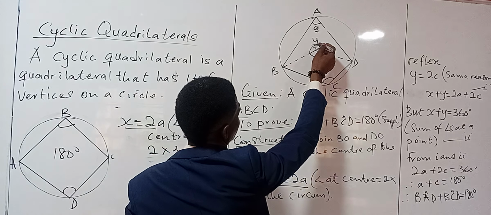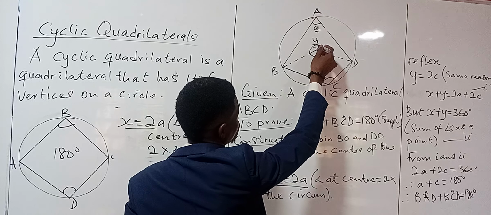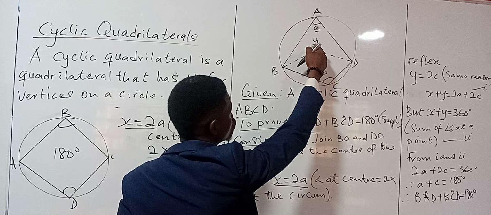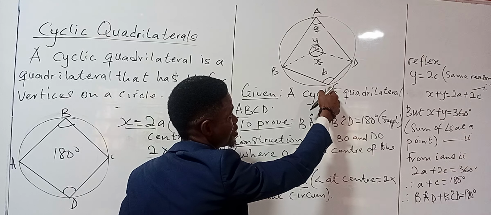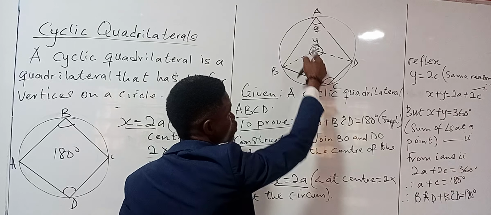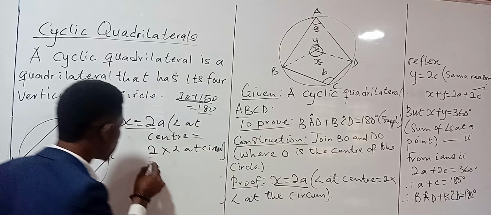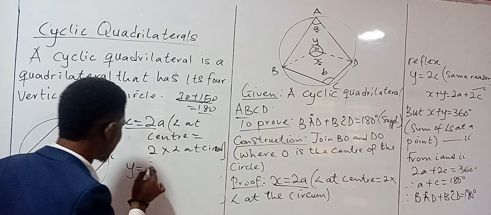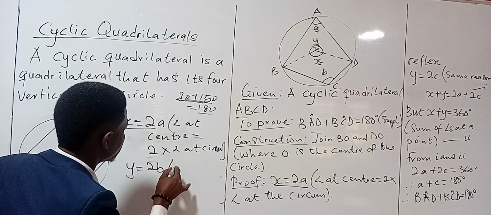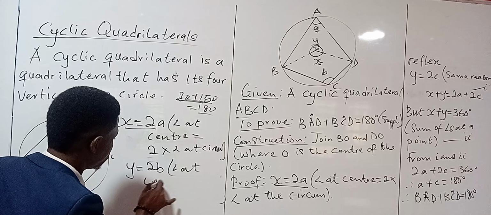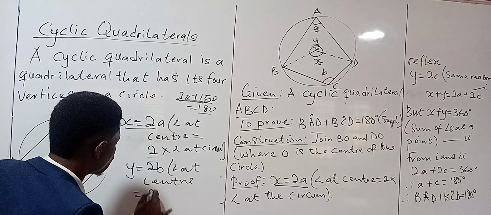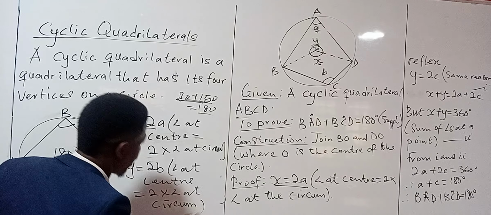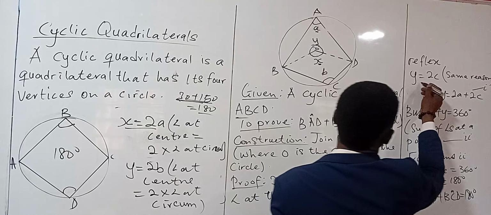Then the other one, if you want to get the opposite of x, which is y, the reflex of this figure, it is going to be y equals 2 times C. That is the same as the angle at the center, y, equals 2 times this one. The angle at the center equals 2 times the angle at the circumference. So that is how we obtain this one.